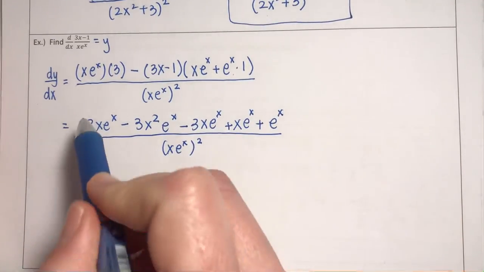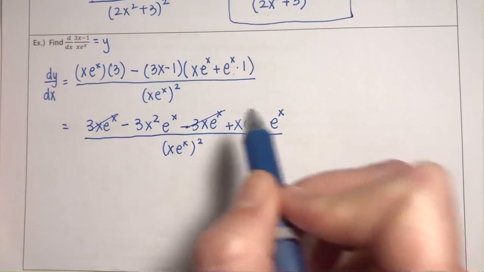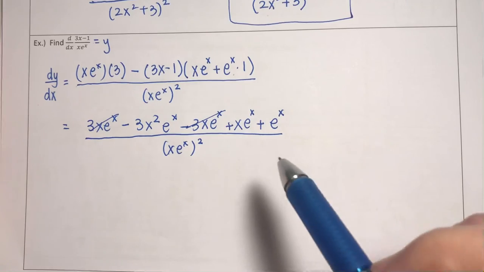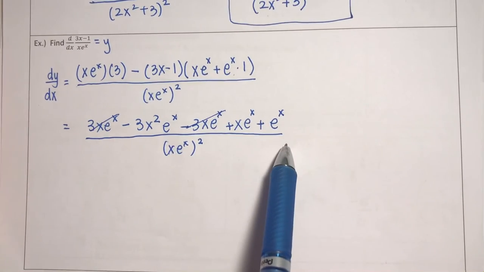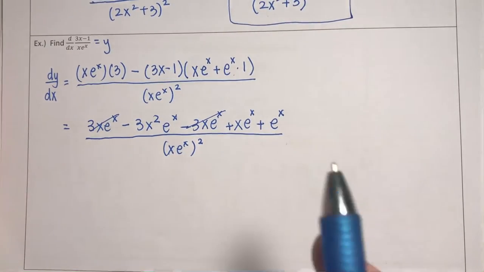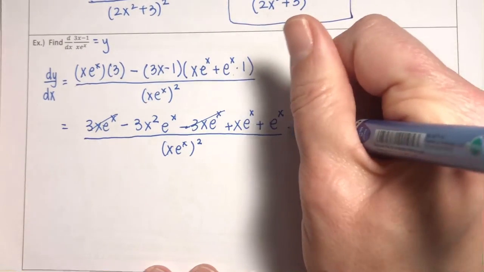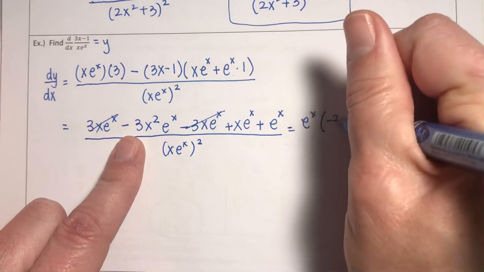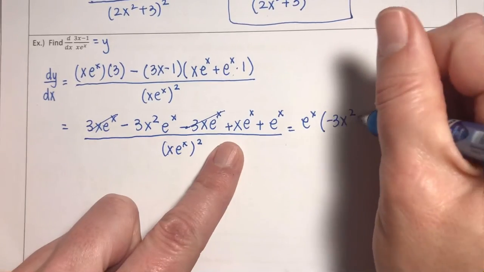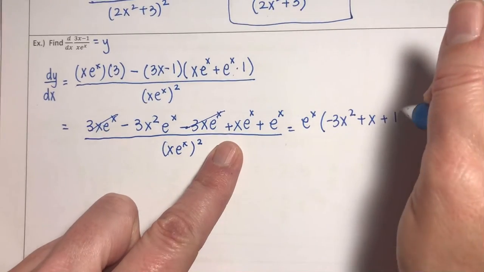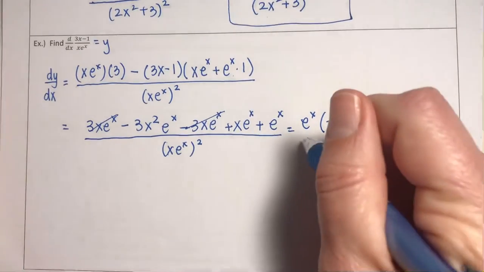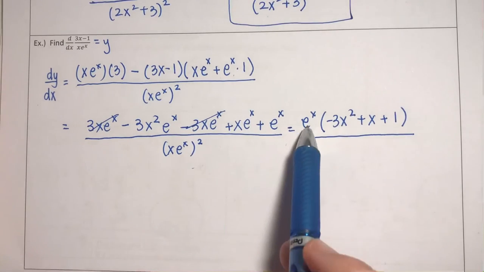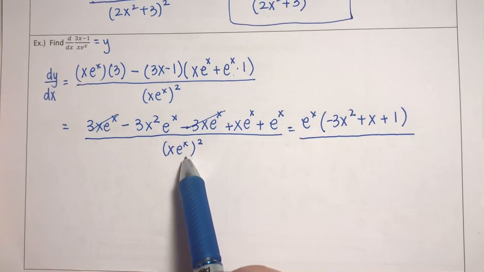So if you notice in here we have a 3x e to the x, and those will reduce down. And then combining this, doesn't look like we combine any other terms, but we definitely can factor out an e to the x, so I will just go ahead and do that. So factor out e to the x, I'm left over with a negative 3x squared plus x plus 1. And again, this is all over, and I'm going to kind of rewrite this because if you notice there's an e to the x in the denominator and one in the numerator.